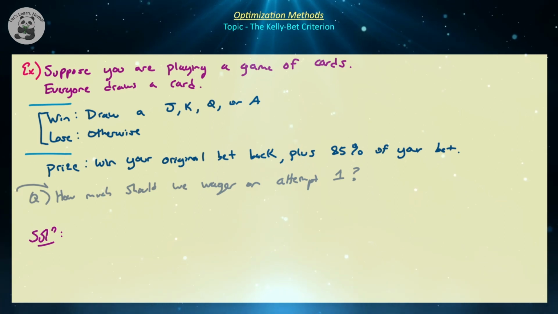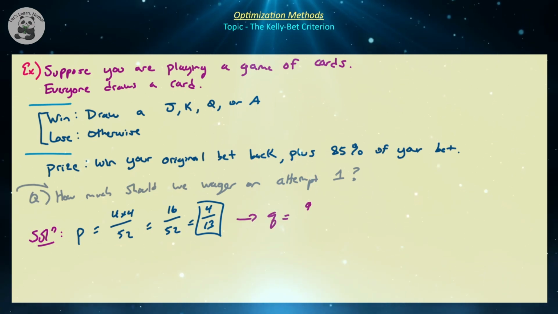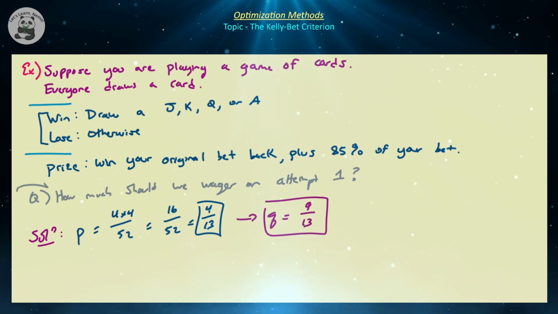First off, find the probability of success, i.e. winning. There's a jack, king, queen, and ace, 2 of each on red and 2 of each on black. So that's going to be a total of 4 times 4 out of a total of 52 cards, which is a probability of 16 over 52, or reduced as 4 over 13. If 4 over 13 is your probability of winning, that means the probability of failure is just the complement, which is 9 divided by 13.